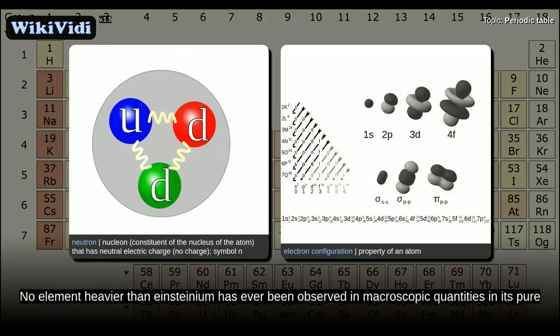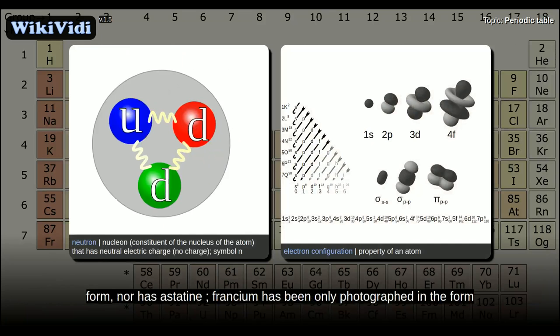No element heavier than einsteinium has ever been observed in macroscopic quantities in its pure form, nor has astatine. Francium has been only photographed in the form of light emitted from microscopic quantities.